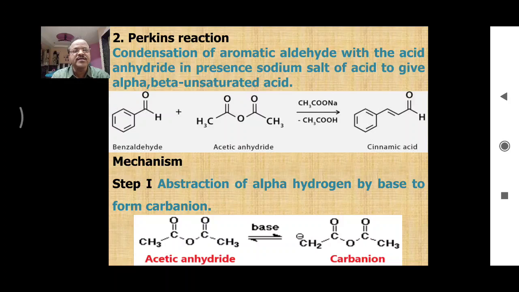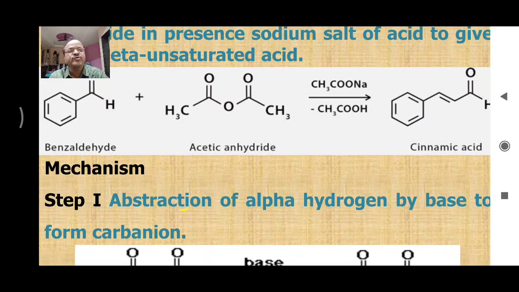Now let us see the mechanism of Perkin reaction. The first step in the mechanism involves the abstraction of alpha hydrogen by base to form carbanion. Now let me zoom this one.